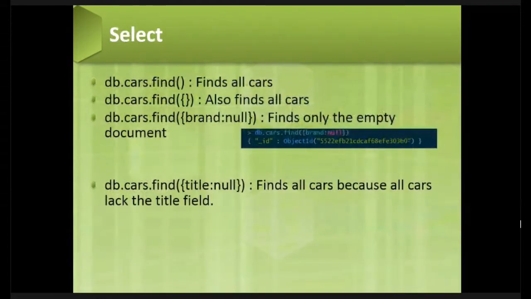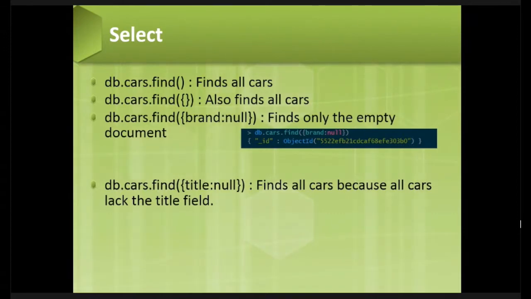Now let's look into select. We can do db.cars.find, or .find with empty braces, and now we'll find all the cars because that's like find where 1. That's the equivalent in MongoDB. And as we'll see, it's tricky when you do an update. If we try to find a car where a brand is known, we find only the empty document, which is the one which has no brand, actually.